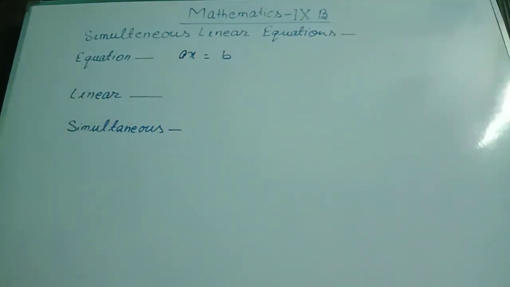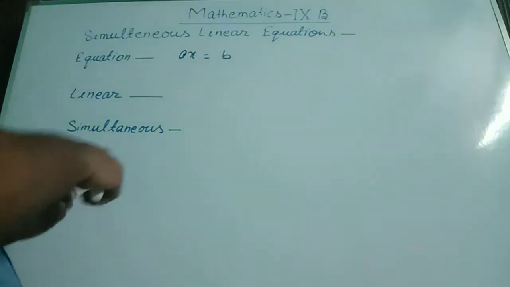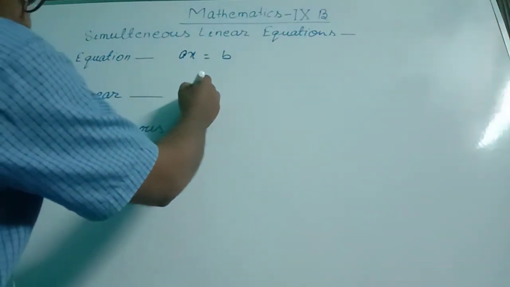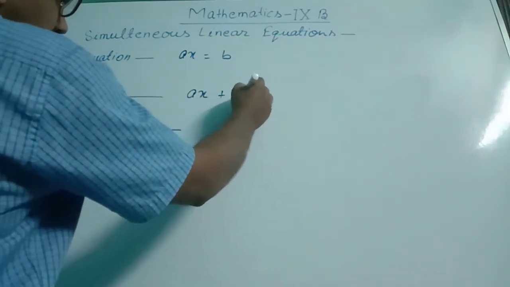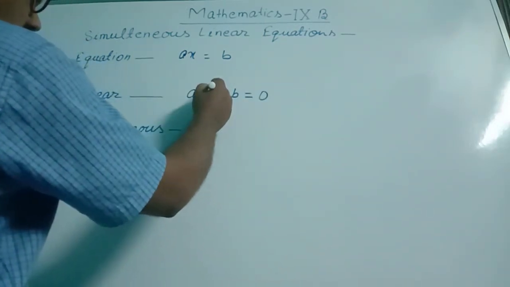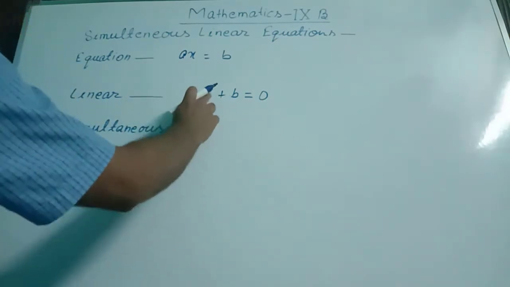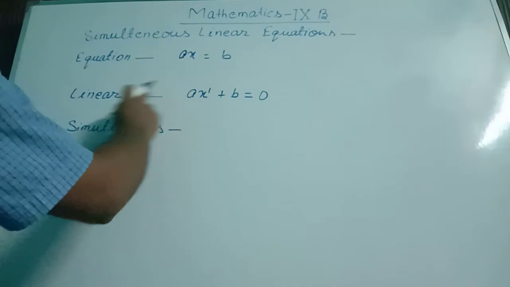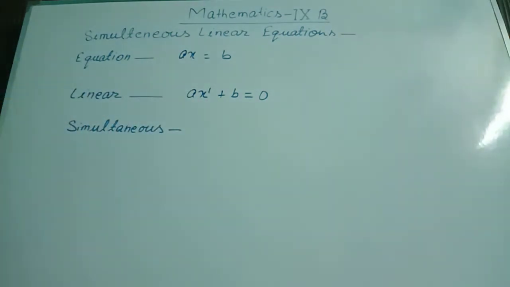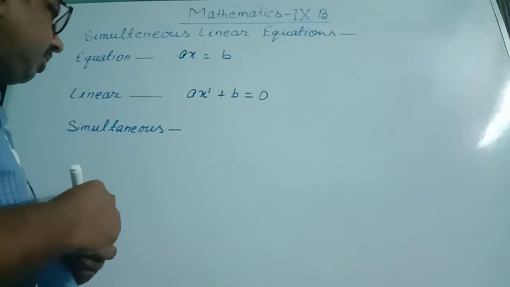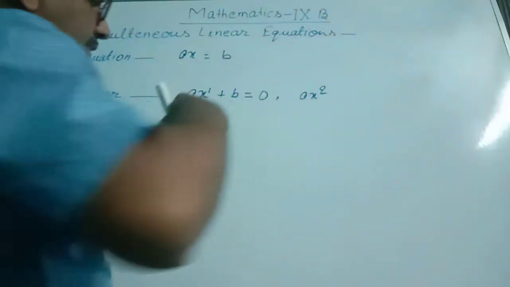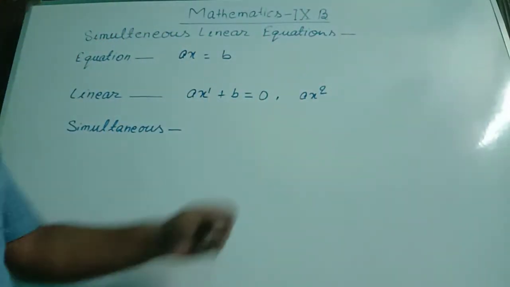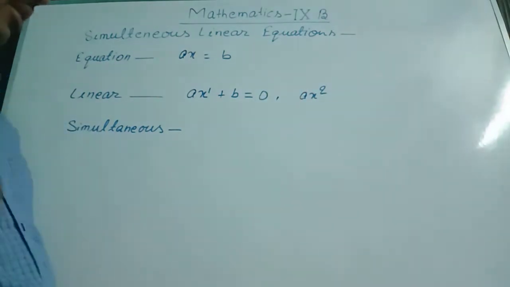And now second is linear. Linear defines the index. If there is only one index of a variable, here the index of x is 1. So if there is one index of the variable, that is linear. We have quadratic also. You can understand the difference between linear and quadratic. Quadratic equation will have index 2. The index 2 will come as the power of the variable in a quadratic equation.